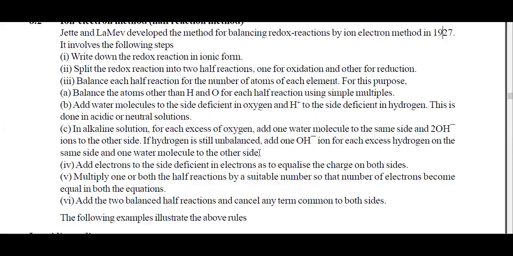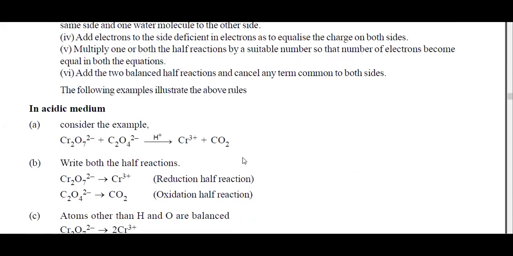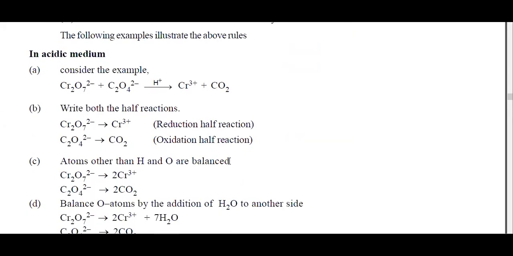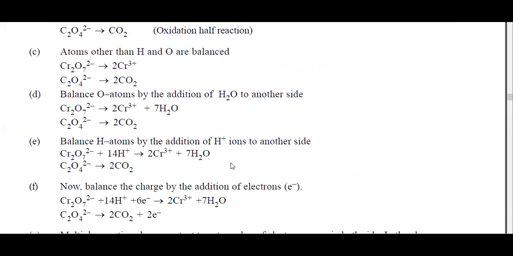So these were the steps of the ion electron method. We have already discussed the ion electron method. The only difference is that in the ion electron method, we have to write the half reactions, then balance them, balance the electrons, then balance oxygen and hydrogen by adding H2O and H plus.